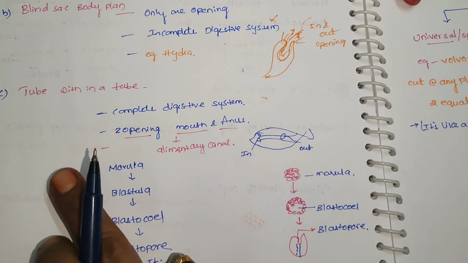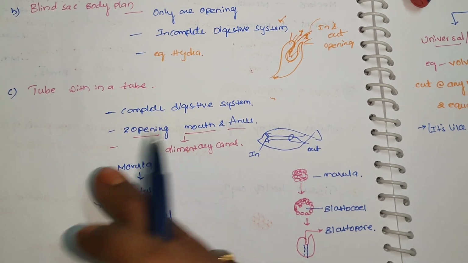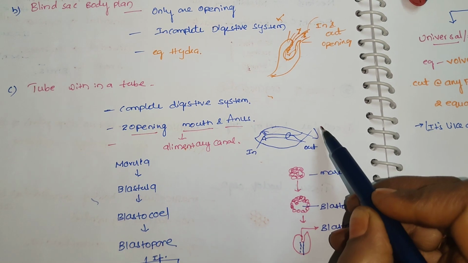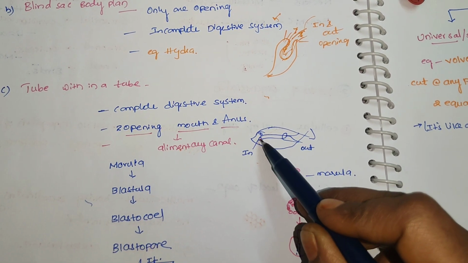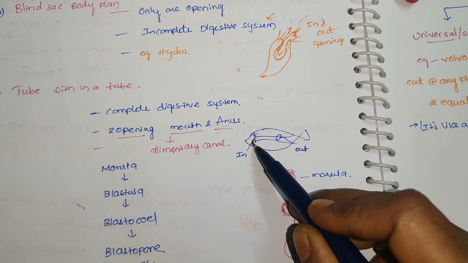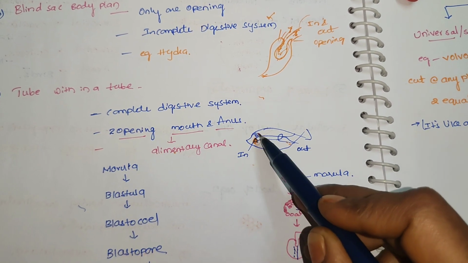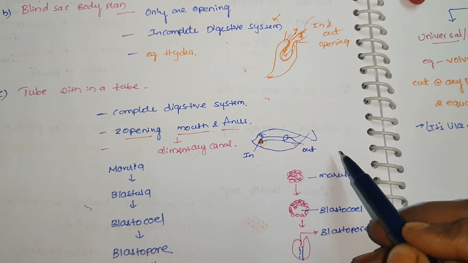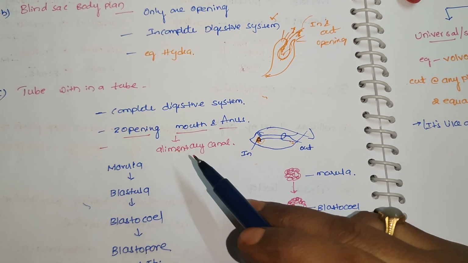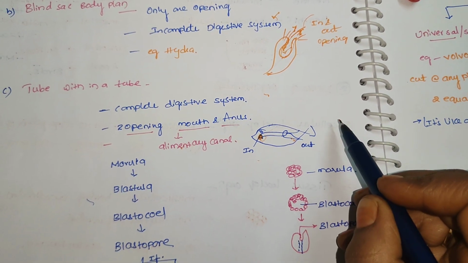Then tube within a tube. It is also important for 2 marks in IPE. Here the complete digestive system occurs, meaning the alimentary canal has 2 openings, that is mouth as well as anus. Entry with 1 opening, exit with 1 opening. That is called a tube within a tube organism.